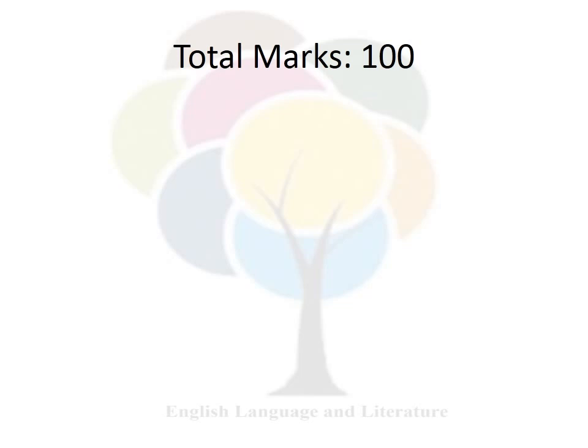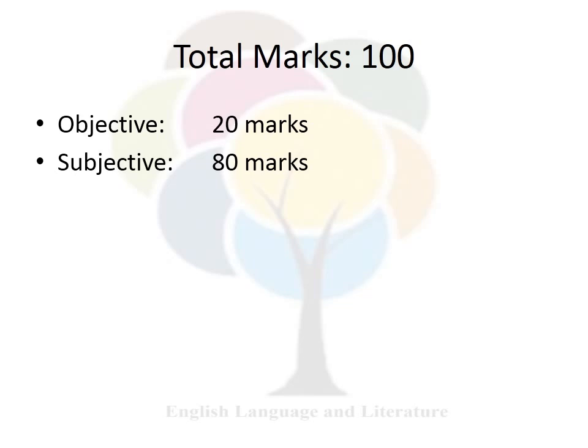Now let's have a look at the paper pattern. The total marks are 100, 20 marks for objective and 80 marks for subjective paper. In the objective part, you will be given 20 MCQs. Each multiple choice question carries 1 mark. The subjective part has the weightage of 80 marks and it consists of 6 questions.